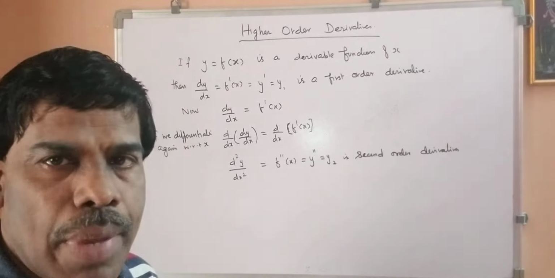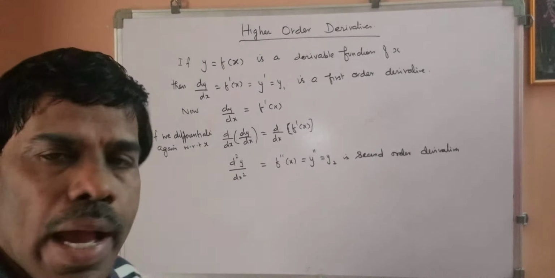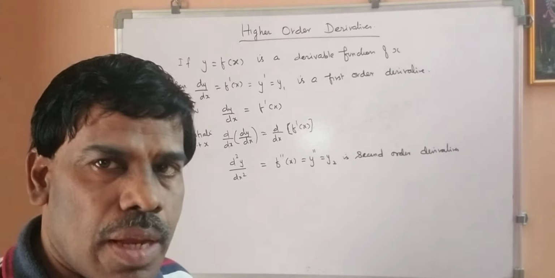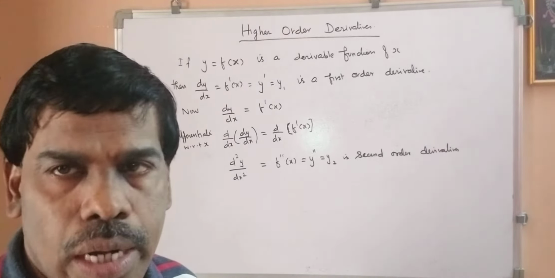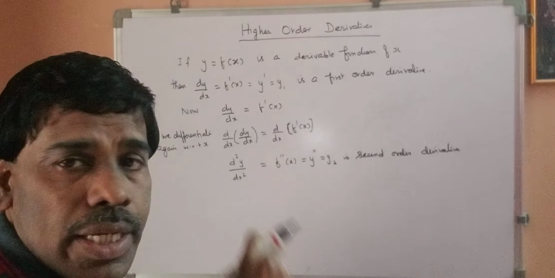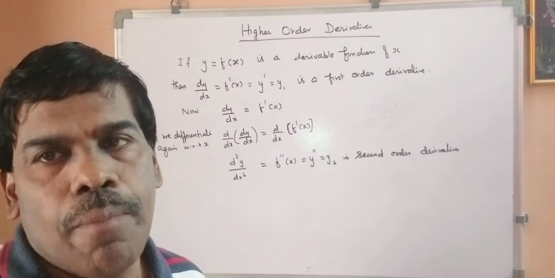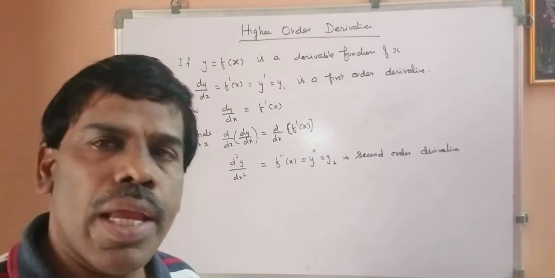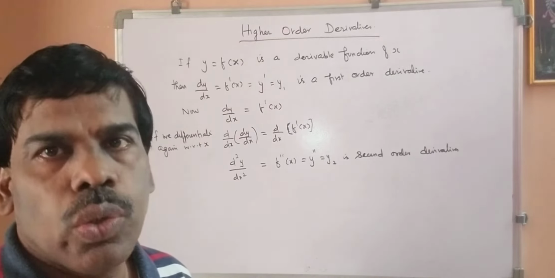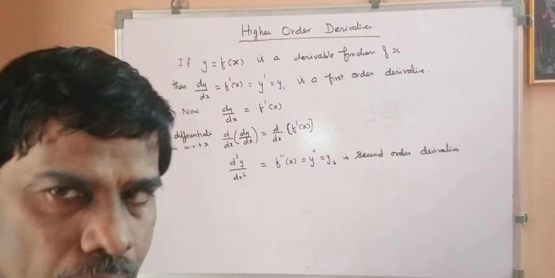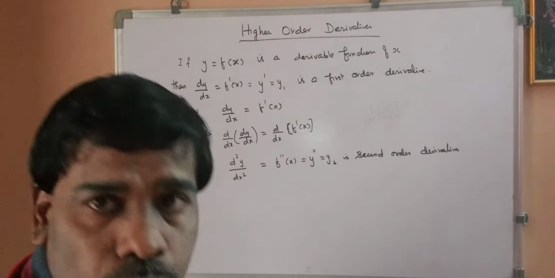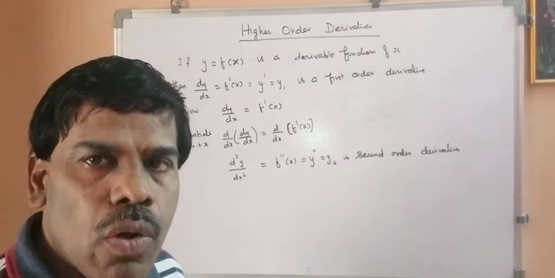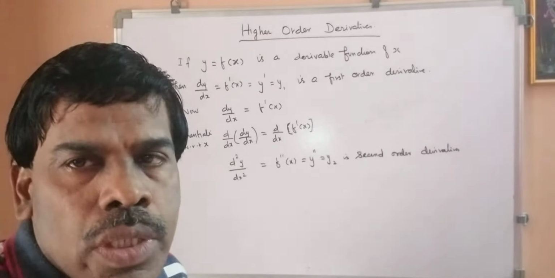Now, this dy by dx, again if you differentiate one more time, how many times are you going to differentiate? That means 2 times. So, it is called second order derivative. That is what we call d square y by dx square, or y2 or y2 dash. Similarly, you can do 3 times, 4 times and so on. These are all called higher order derivatives. Now, we will see how to solve those higher order derivatives for a given function y. I will give you some sums, we will solve.